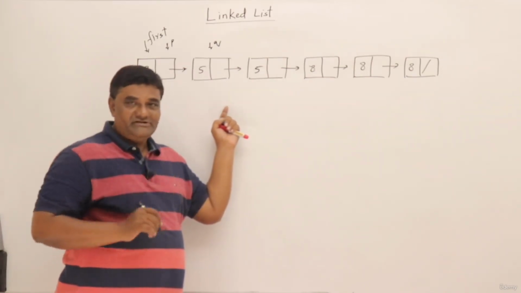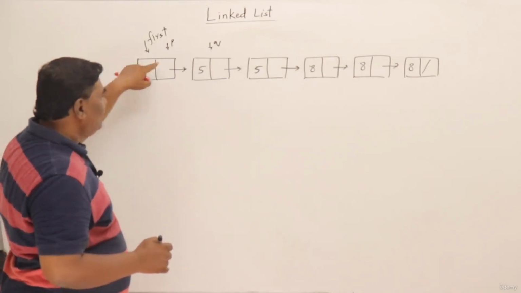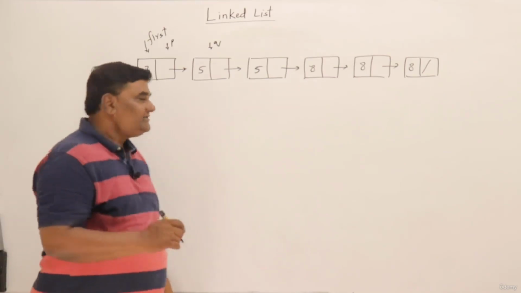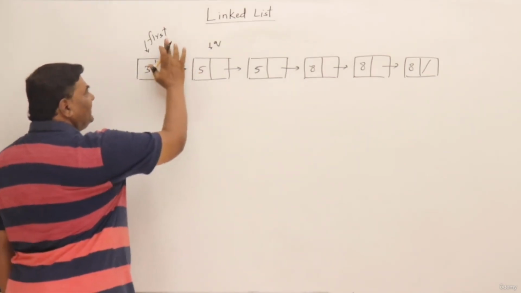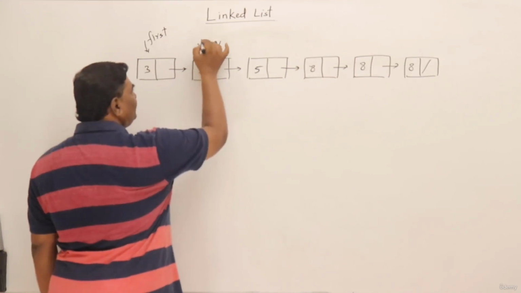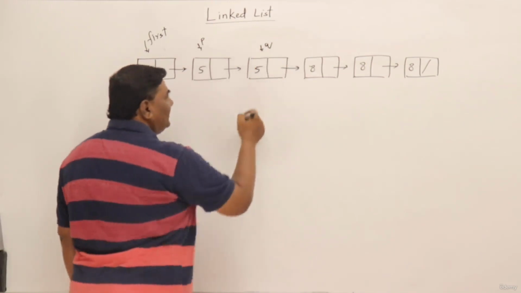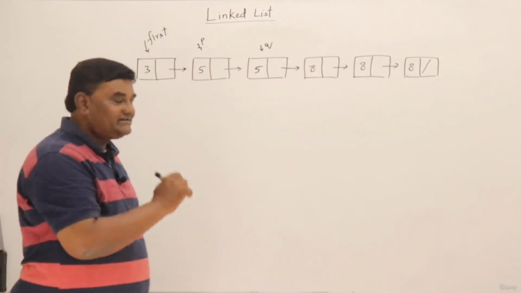Now let us see the procedure. Check whether the data in P's node and Q's node is matching. It's not matching. If the data is not matching, that is 3 and 5, they are not matching, then move P upon Q and move Q to the next node. If they're not matching, then slide them. Now let us see the next.